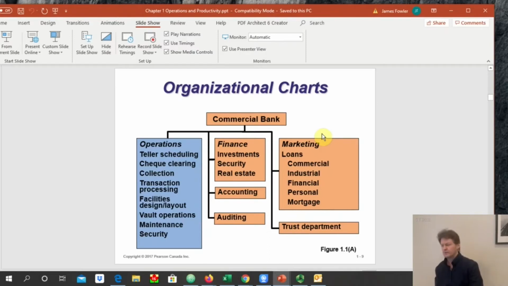Just a quick couple of looks at organizational flow charts, how they're put together. Here, we take a look at a commercial bank. We've got operations, finance, and marketing, and these are some of the functions or processes within these various departments. Operations inside a commercial bank covers teller scheduling, check clearing, collection, transaction processing, all that sort of stuff. The finance area within the bank looks after investments, security, real estate, and of course all the auditing functions. And marketing looks at loans, how to generate loans, both personal, commercial, and mortgages.